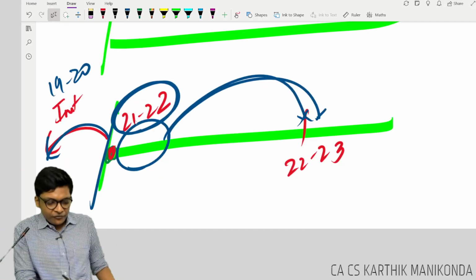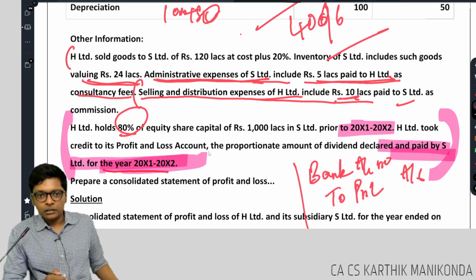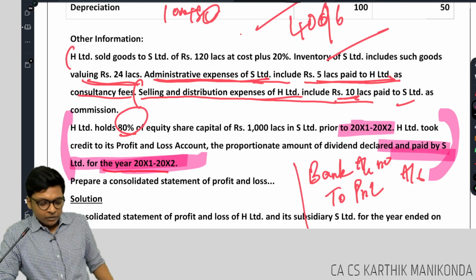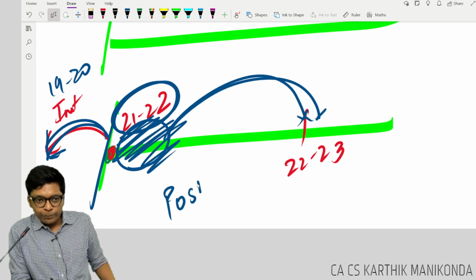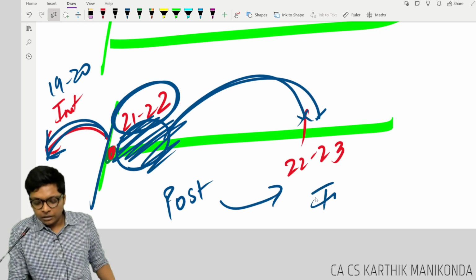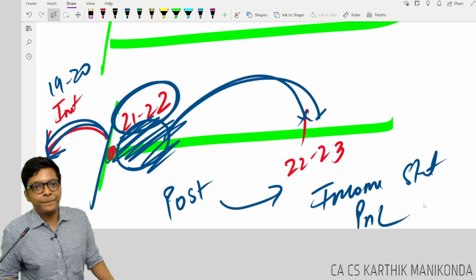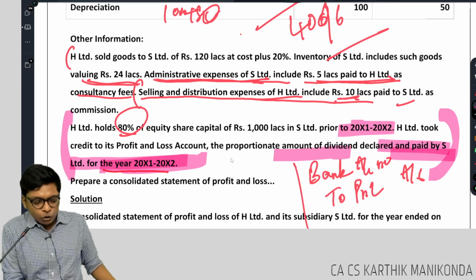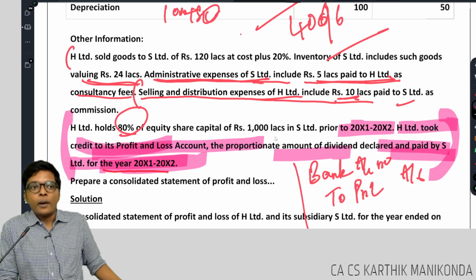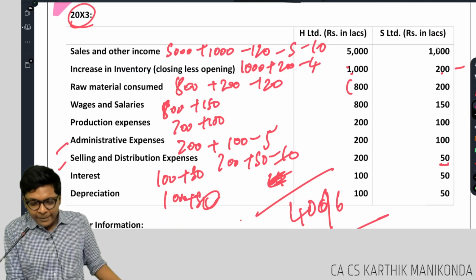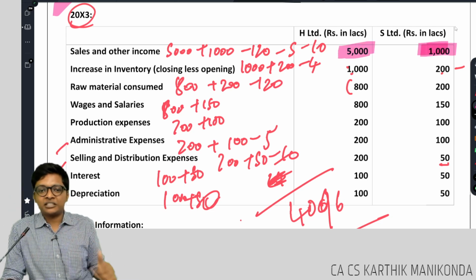That means before 21-22, but the dividend is paid for the year 21-22. So my dividend is post. If it's post, it has to go to my income statement, my P&L. That means they have correctly taken it to the P&L. Look at this: has taken to the credit of its profit and loss account. So it's already part of this 5,000 and 1,000. It's fine. No need to do any adjustment.